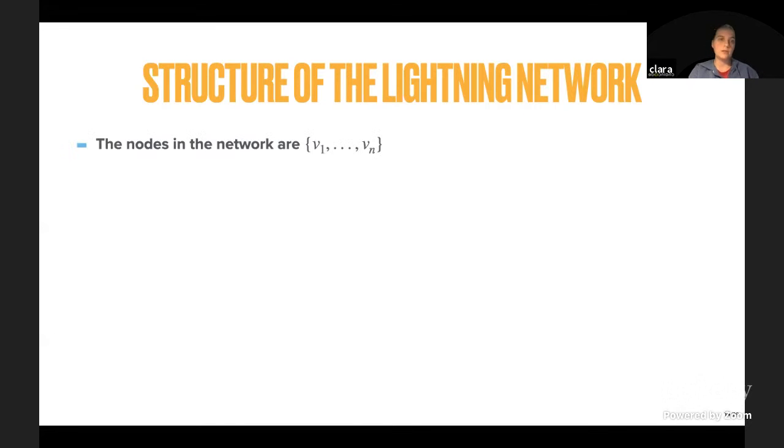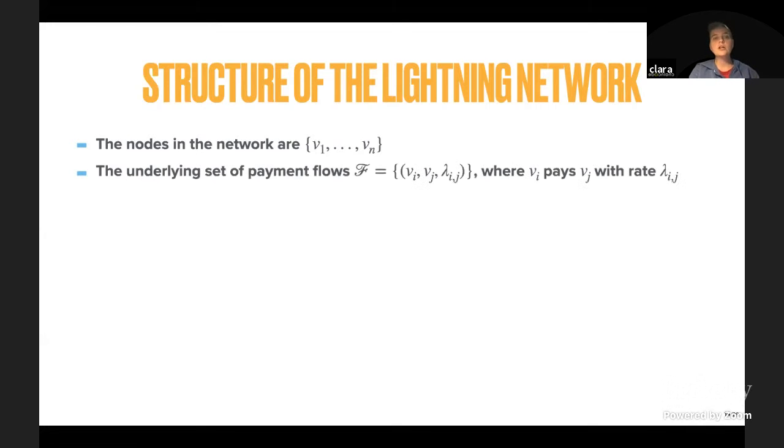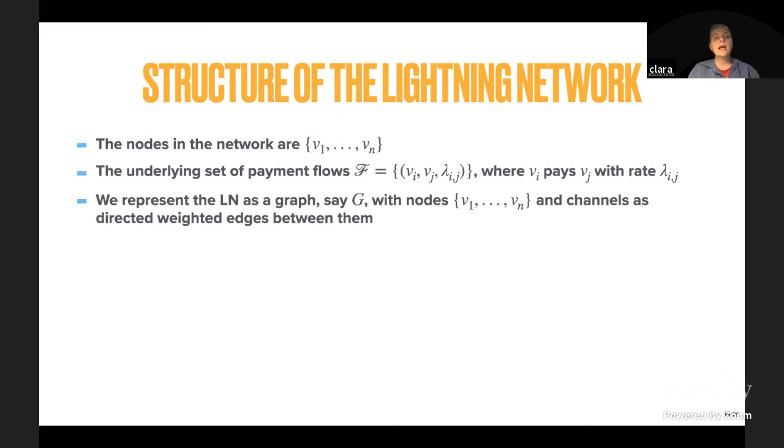So we're going to have the nodes in the network, which are going to be V1 to Vn. There's going to be an underlying payment flow. So Vi wants to pay Vj with the rate lambda ij. This is just, I don't know, Vi buys coffee from Vj daily or something like that. And we're going to represent the Lightning Network as a graph, say G, with the same nodes. And the channel is going to be a directed weighted edge between nodes that decided to open a channel.